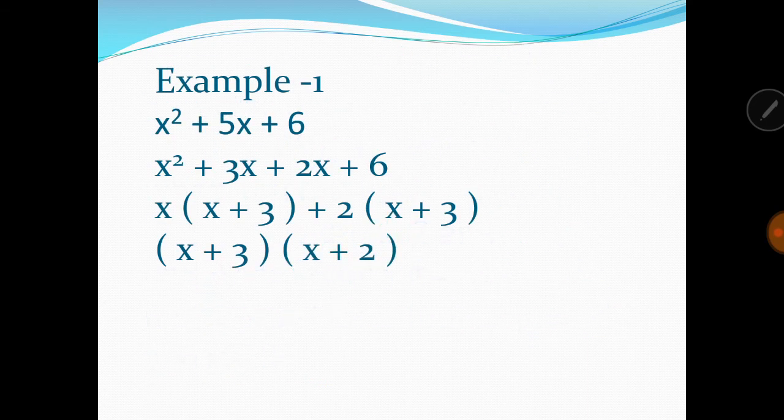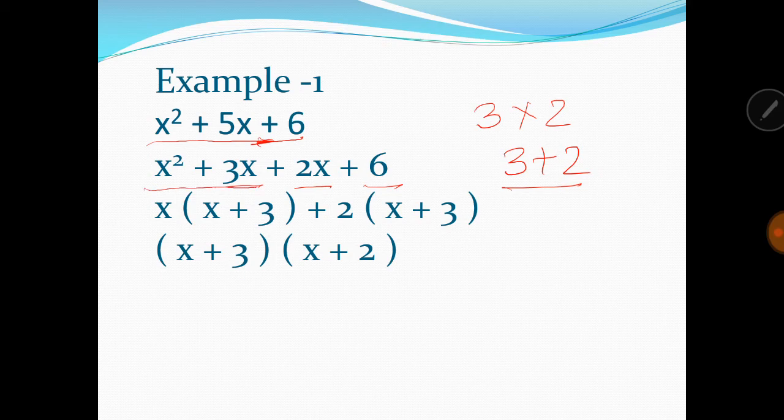So now let's do how you solve this. You write your equation x squared plus 5x plus 6. Then 6 you are writing as 3 times 2, and 3 plus 2 is 5. So when you have a plus sign here, you add these two factors. So you got x squared plus 3x plus 2x plus 6.